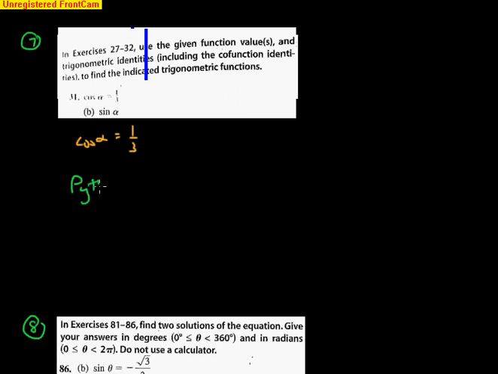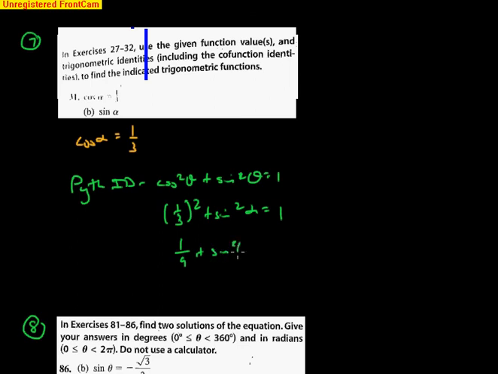Use the Pythagorean identity, which says cosine squared plus sine squared equals 1. So cosine of alpha is 1/3. Sine squared of alpha, because that's what I'm trying to find, equals 1. 1/3 squared, I would try to avoid decimals, so that's going to be 1/9 plus sine squared alpha equals 1.